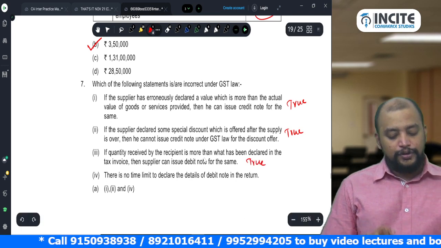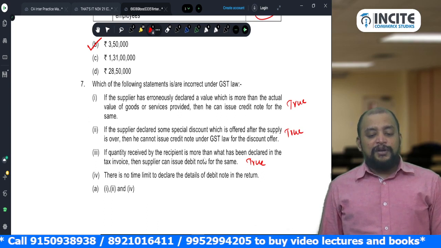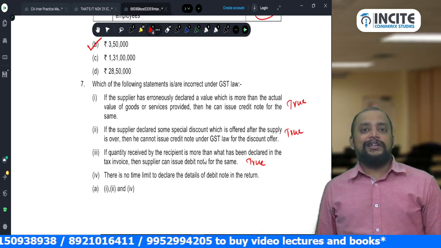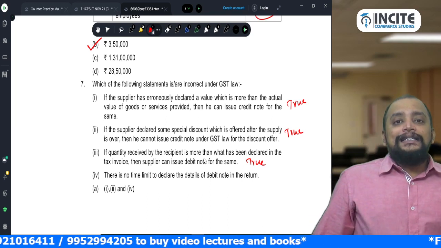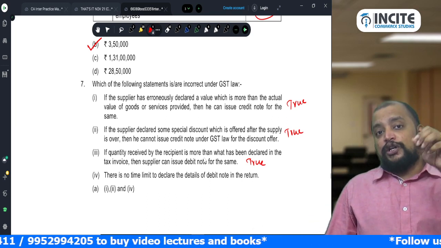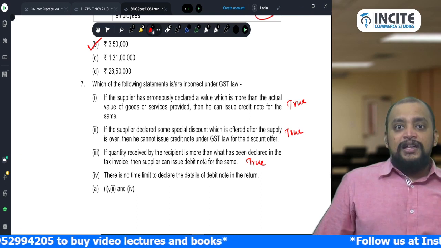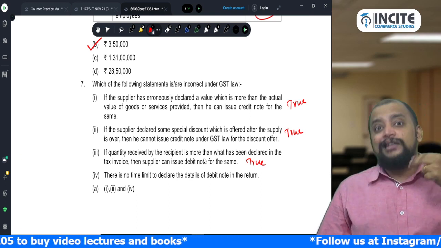That is also true. There is no time limit to declare the details of the debit note in the return. There is no time limit for the debit note, like that we will think. But no, there is no time limit for issuance of a debit note is true. But what is the question here? There is no time limit to declare the details of the debit note.